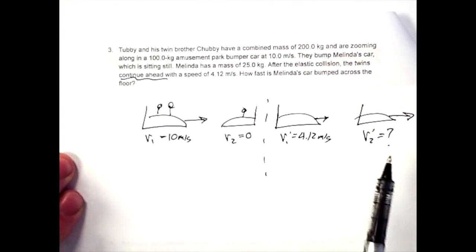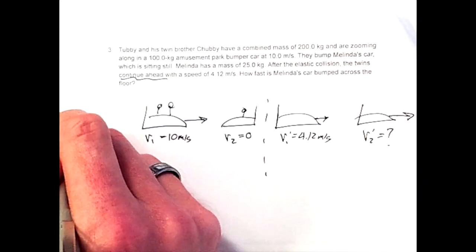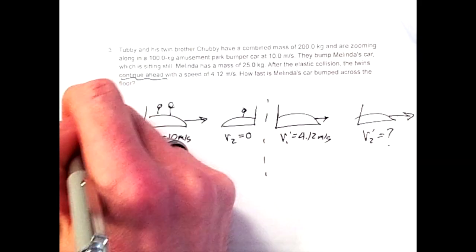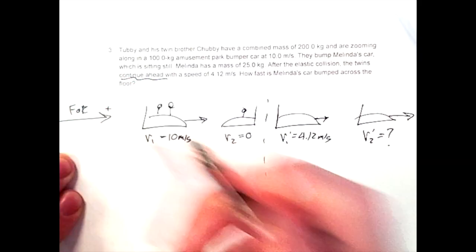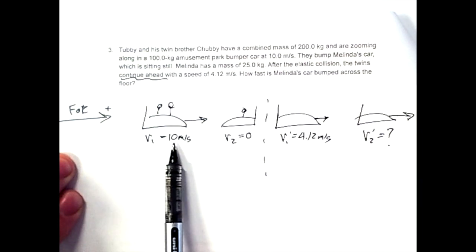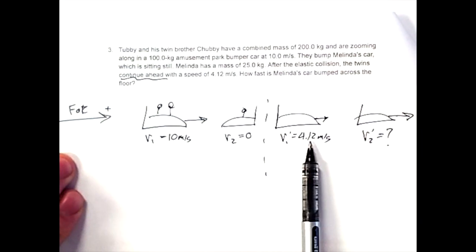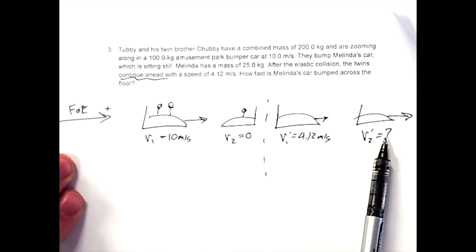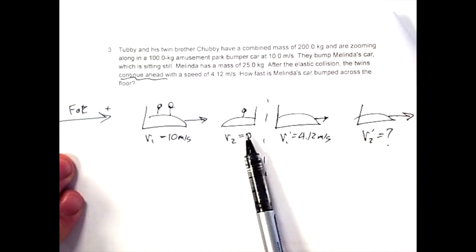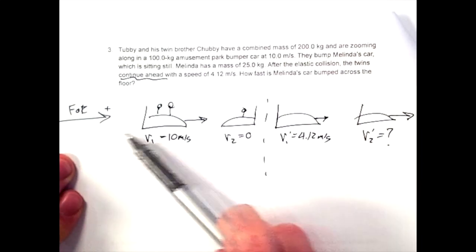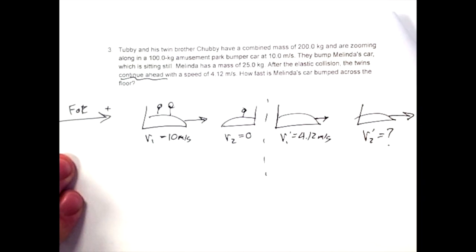So let's talk about it. If this is my frame of reference, FOR, forward is positive. This is positive 10. This is positive 4. And I'm expecting a positive answer because she might have been moving in a negative way, and then she got knocked back around. So in this particular example, we don't know that because she started at 0.